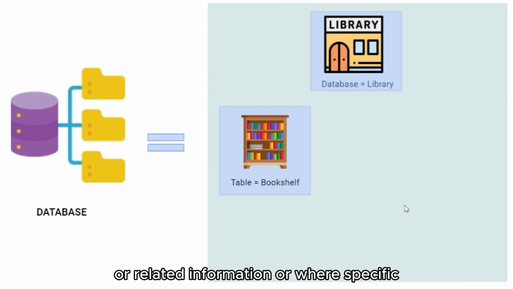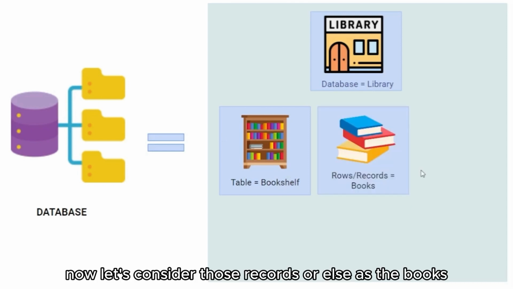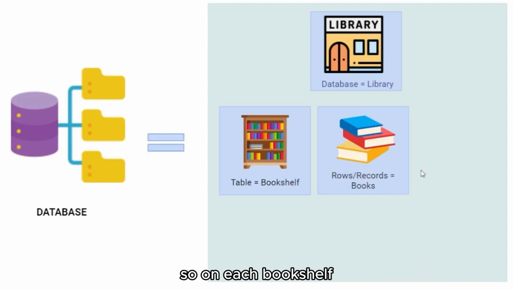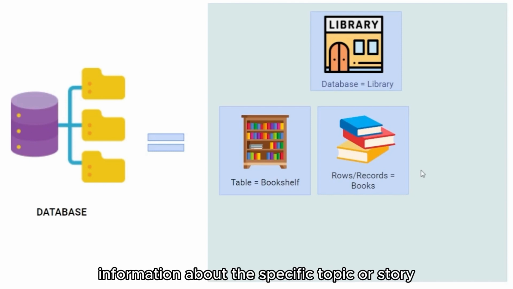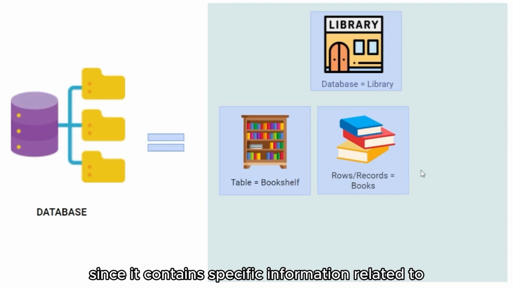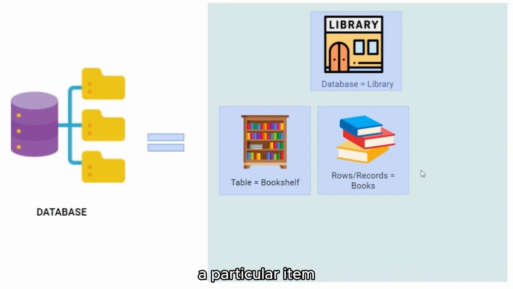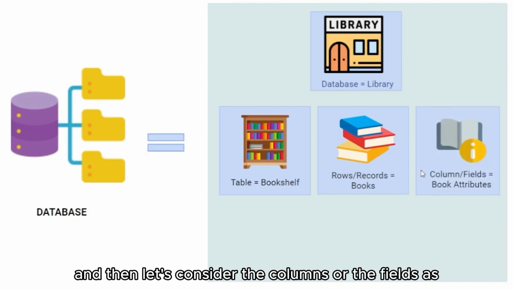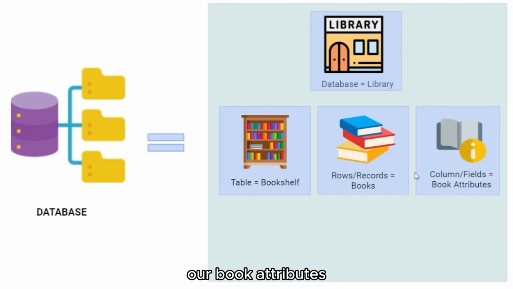Tables in a database store related information, or where specific types of information are stored. Now, let's consider those records or rows as the books. So, on each bookshelf, you have individual books. These books contain detailed information about a specific topic or story. So, in the context of a database, each individual book can be seen as a record within a table as it holds a collection of related data, or a row in a table since it contains specific information related to a particular item. And then let's consider the columns or the fields as our book attributes.